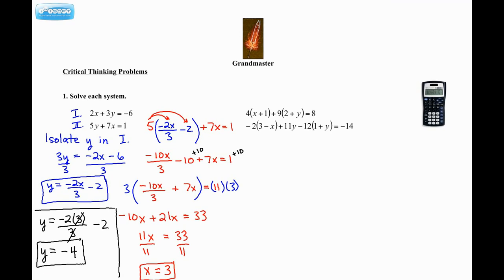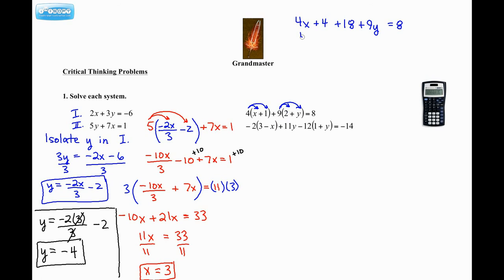Now the next one looks a little bit crazy, but it's actually not that bad, because before I try and apply any substitution whatsoever, I'm just going to do some algebra and clean it up. That's really all I'm going to do, because I have a lot of brackets here. I can apply distributive law here and here. I'll do that work up here in case I run out of space. So this is going to give me 4x plus 4, plus 9 times 2, so that's plus 18 plus 9y. That is equal to 8. And I can clean that up even further.